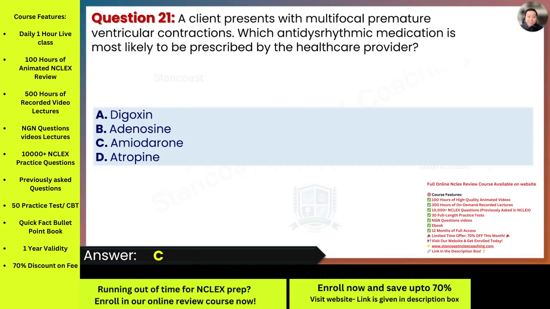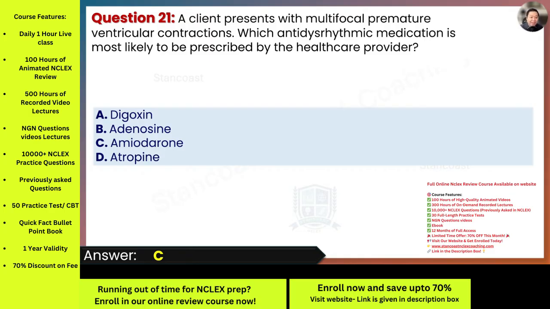It will reduce abnormal electrical impulses, specifically those originating from the ventricles, which is precisely the problem in multifocal PVCs. And amiodarone is also effective in treating ventricular arrhythmias, including premature ventricular contractions, especially when they are frequent or symptomatic. And in emergency settings, amiodarone is often administered IV to act quickly and effectively.